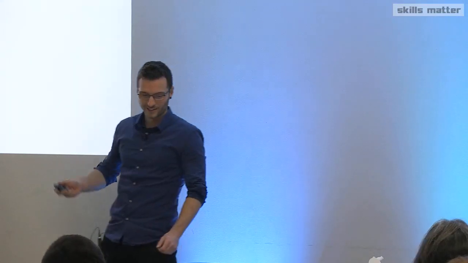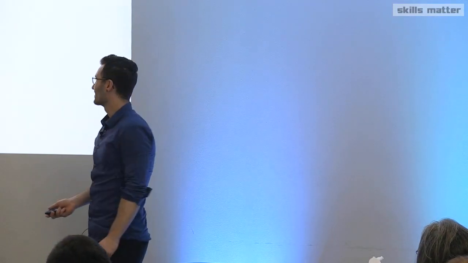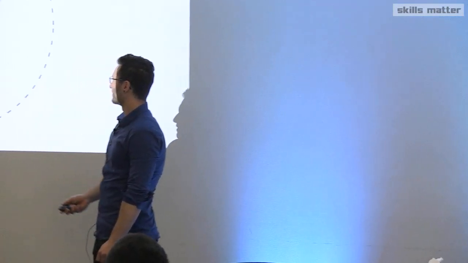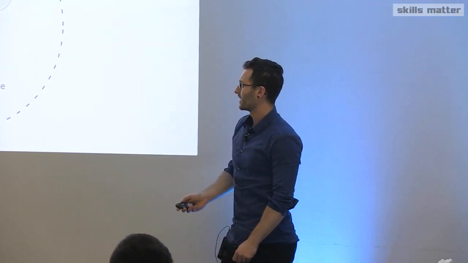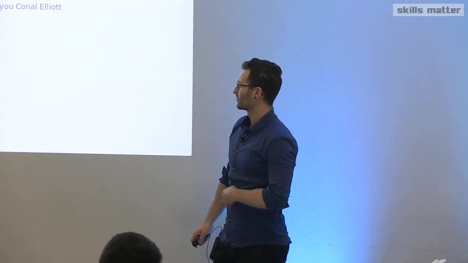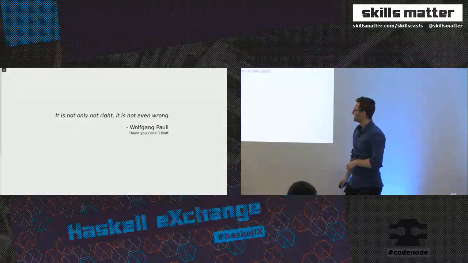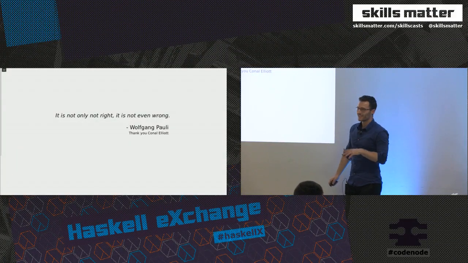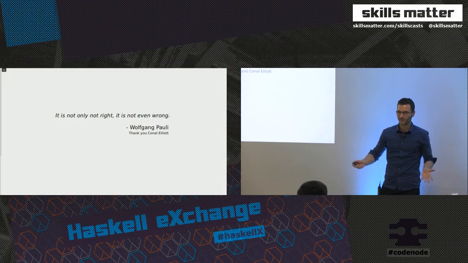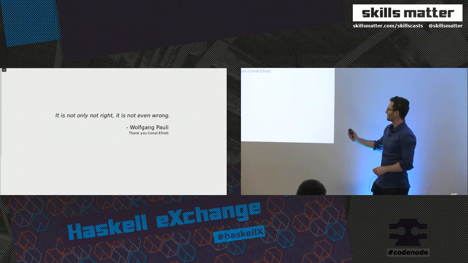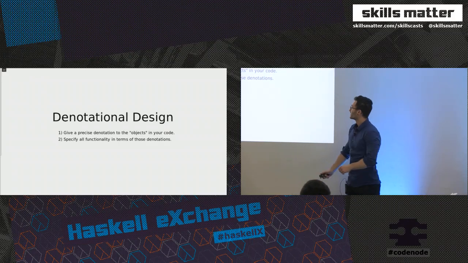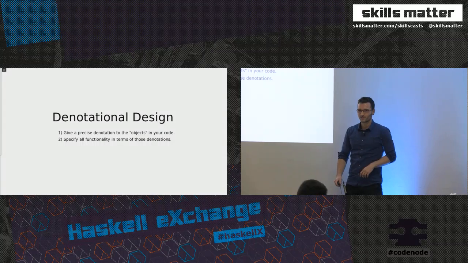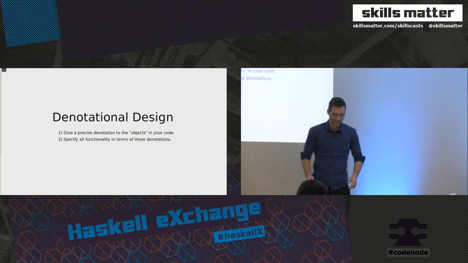But actually, this whole exercise is a little bit pointless because we haven't even stated what it means to be equal, and that's essentially this problem. And I'm stealing this quote right out of Conal Elliott's talk: it's not only not right, it's not even wrong. And that means we're not specifying what right is, so you can't say that it's wrong, right? So let's try that again, but try and apply denotational design.